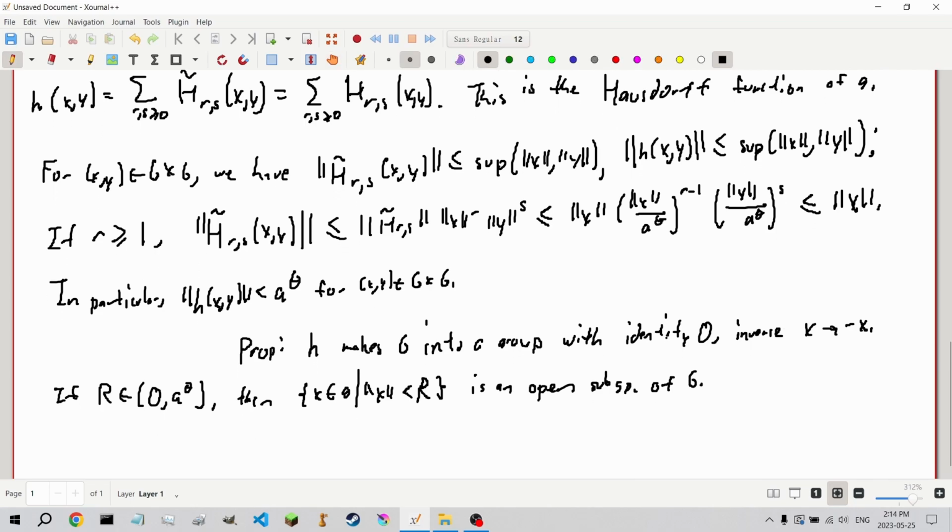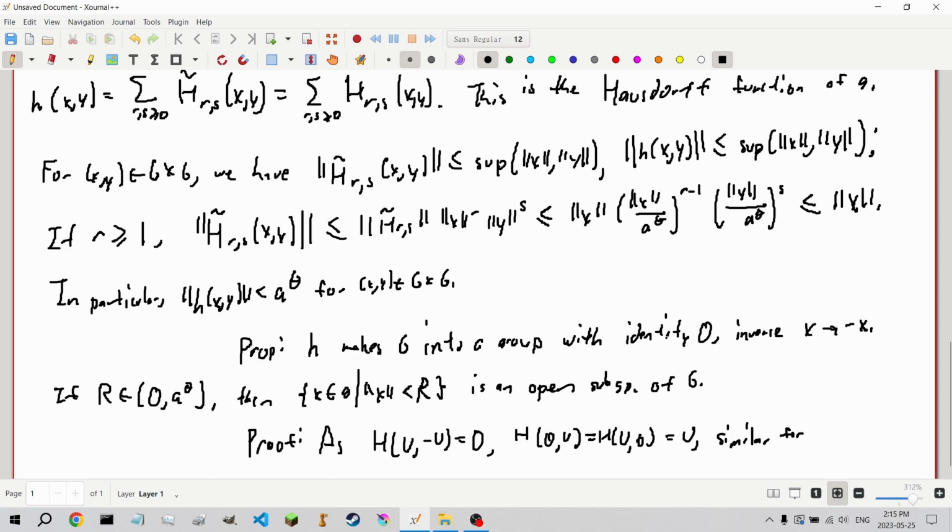Proof. As h of u comma negative u is 0, and h of 0 and u is h of u and 0 is h of u. We have similar for h. All that's left is associativity.